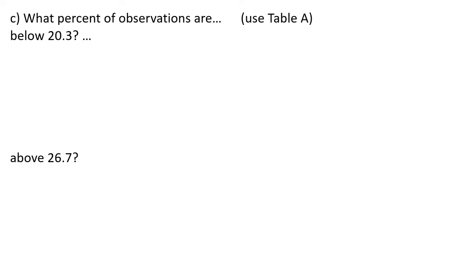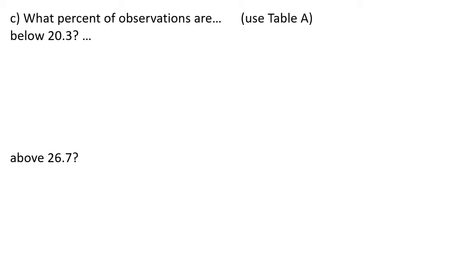Okay, so now we're going to get into using our z-score table, or table A. The table tells us the shaded region, which corresponds to the percentage of our observations that are above or below a particular value. Well, below in the table, but we can also find above by subtracting from 1. So let's look at C.